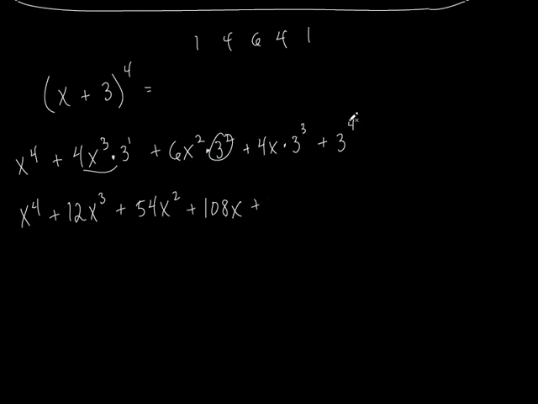Now let's think of this. 3 to the 4th is the same as 3 squared times 3 squared, right? Because it's 4 3's. So 3 squared is 9. The other 3 squared is 9. 9 times 9 is 81. So you can do that. So look at that.